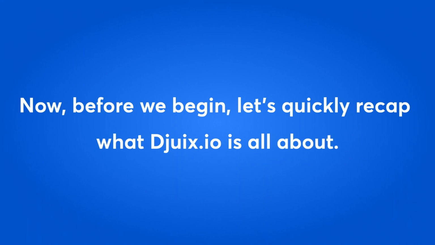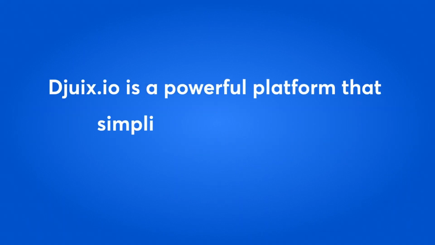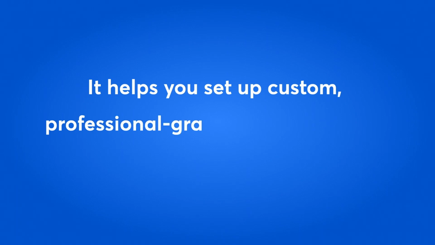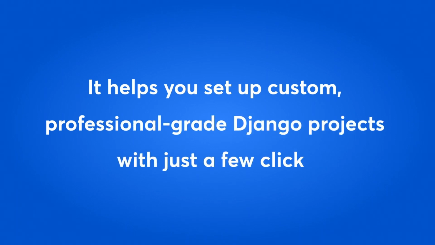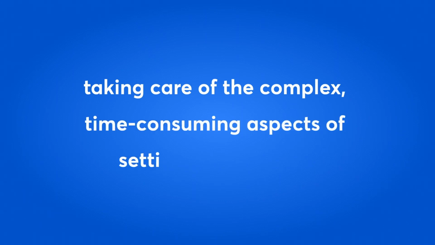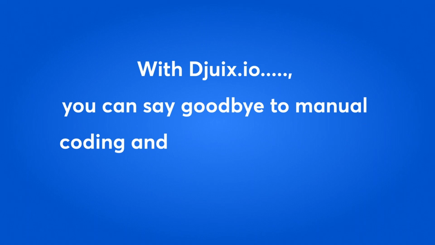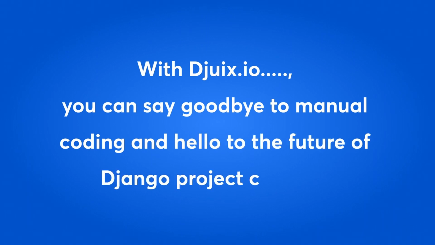Now, before we begin, let's quickly recap what Juice.io is all about. Juice.io is a powerful platform that simplifies and speeds up Django project creation. It helps you set up custom, professional-grade Django projects with just a few clicks, taking care of the complex, time-consuming aspects of setting up a project, so you can focus on your app's functionality. With Juice.io, you can say goodbye to manual coding and hello to the future of Django project creation.